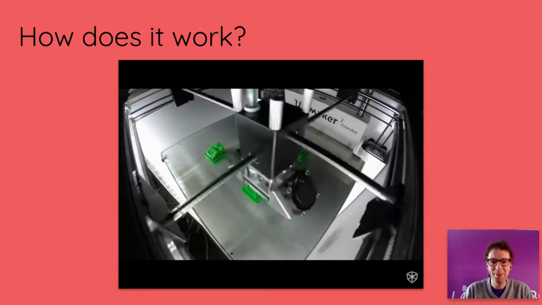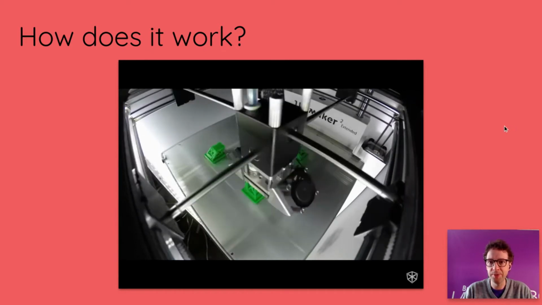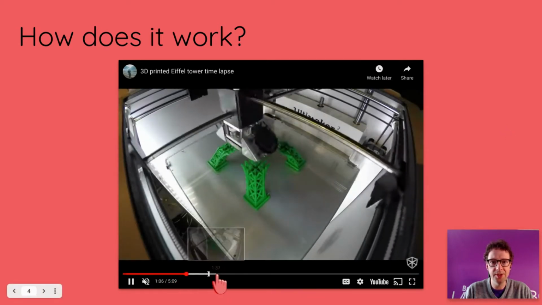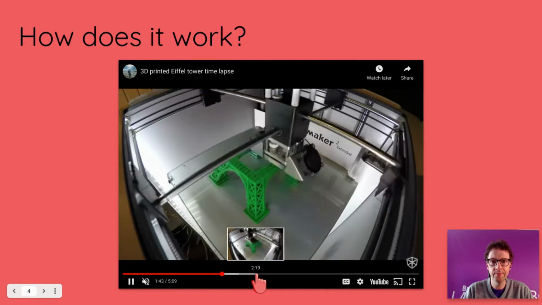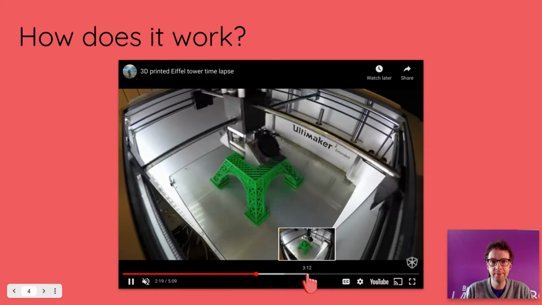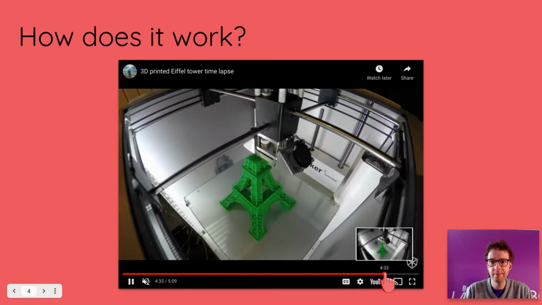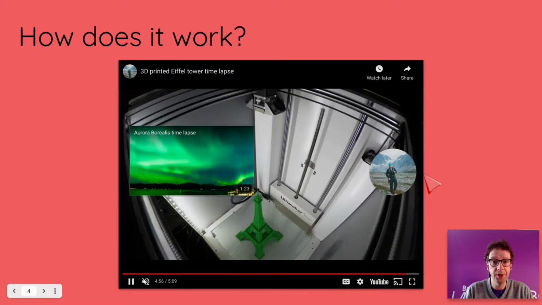So this is an example that's a pretty large print. This would have been many, many hours on the printer. This is in time lapse. If I just kind of jump ahead, we can start to see how this comes together over time. And by the end, this makes a pretty large model of the Eiffel Tower.